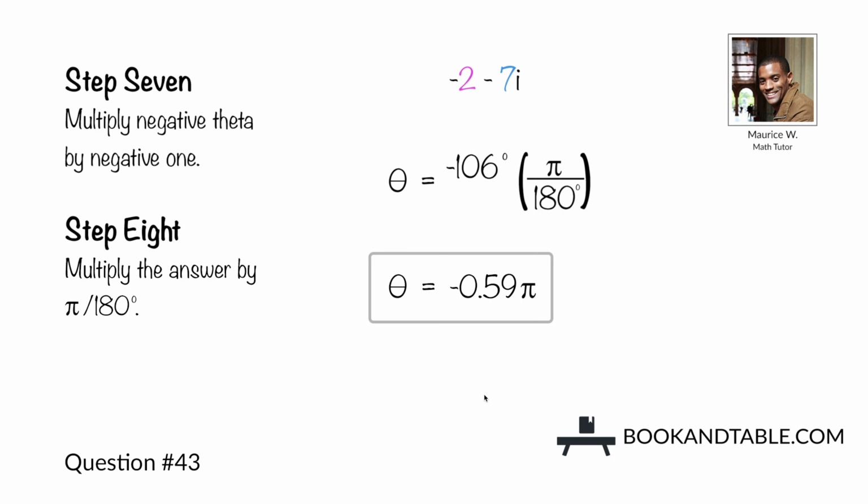And if we want this answer in radian form, we want to multiply it times pi over 180 degrees, giving us negative 106 degrees divided by 180 degrees, which would be negative 0.59 radian. So the argument of negative 2 minus 7i is negative 106 degrees, or negative 0.59 radian.